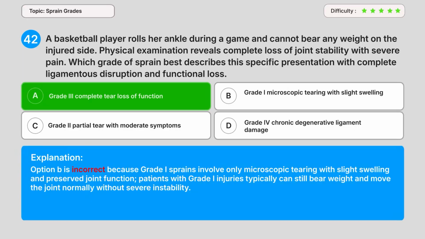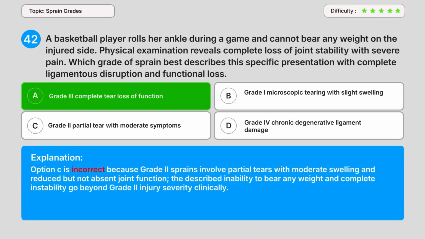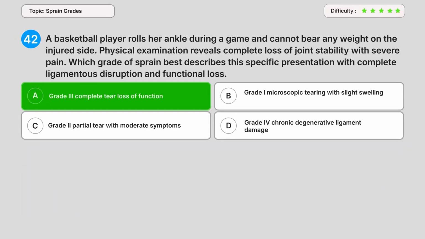Option B is incorrect, because grade I sprains involve only microscopic tearing with slight swelling and preserved joint function. Patients with grade I injuries typically can still bear weight and move the joint normally without severe instability. Option C is incorrect because grade 2 sprains involve partial tears with moderate swelling and reduced but not absent joint function. The described inability to bear any weight and complete instability go beyond grade 2 injury severity clinically.